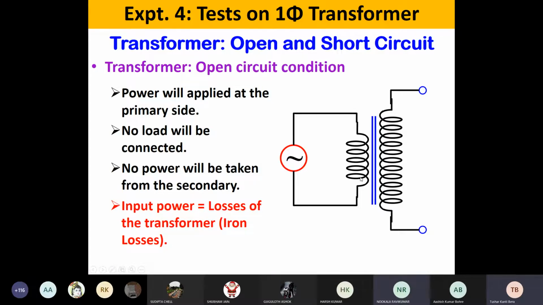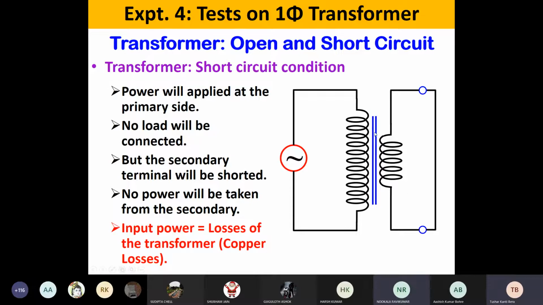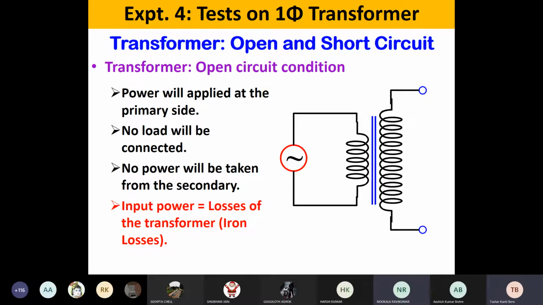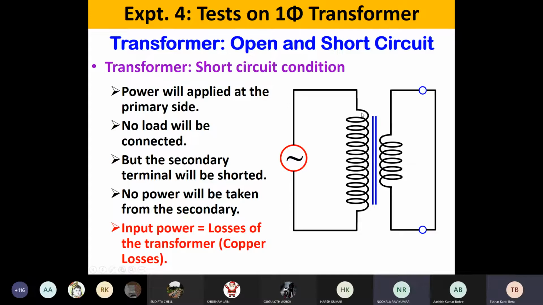In the open circuit condition, as we apply the full load voltage, the losses here will be iron loss. And in the short circuit condition, as we are performing the test at full load current, not full load voltage, the transformer will consume the power for copper loss, because copper loss depends on the current and iron loss depends on the voltage. So that's why in these two different tests, open circuit and short circuit, without connecting any load, it is possible to identify the full load iron loss and full load copper loss.